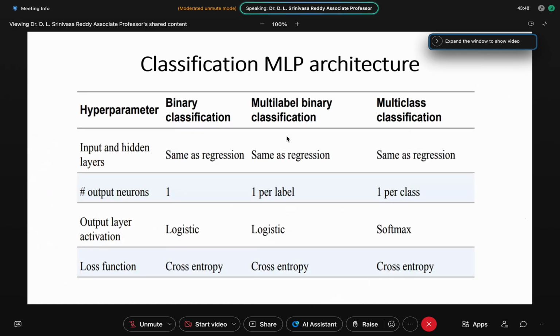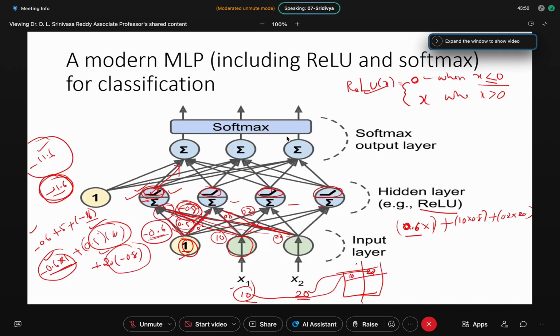What is the value here? It is 0.6 plus 8 plus 4. Total it is 12.6. Is it positive or not? Yes, so its answer is 12.6.